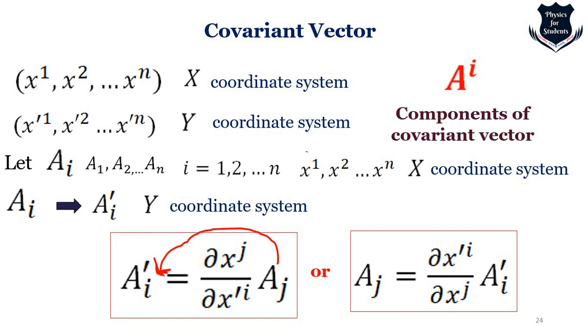Just a quick note to the viewers that a superscript is always used to indicate a contravariant component, and a subscript is always used to indicate a covariant component.